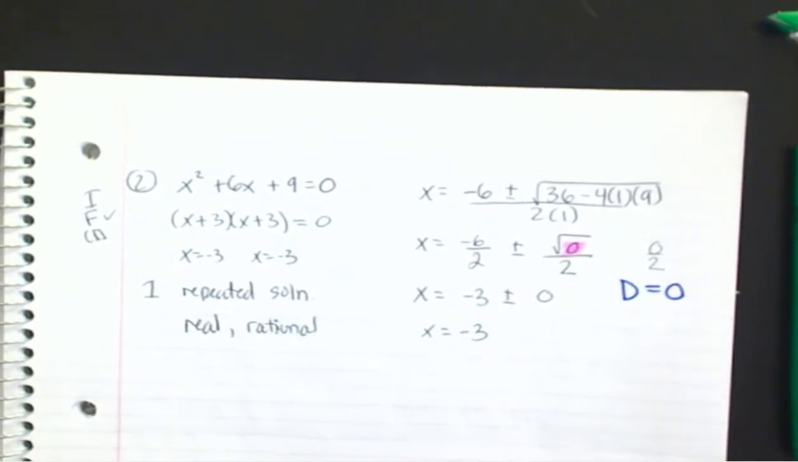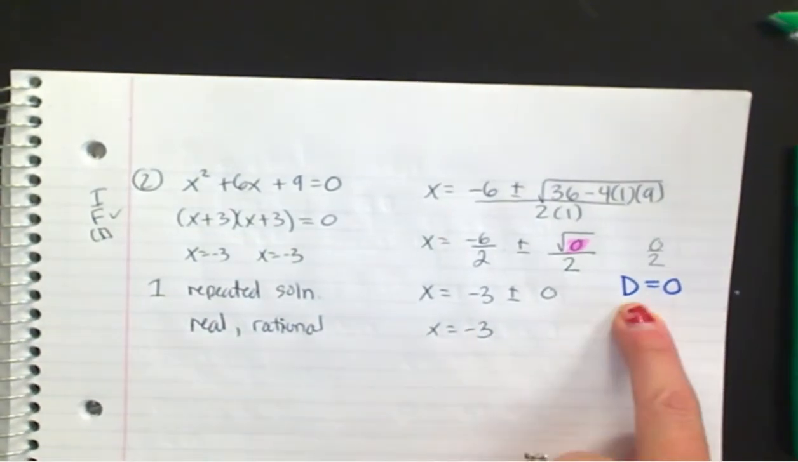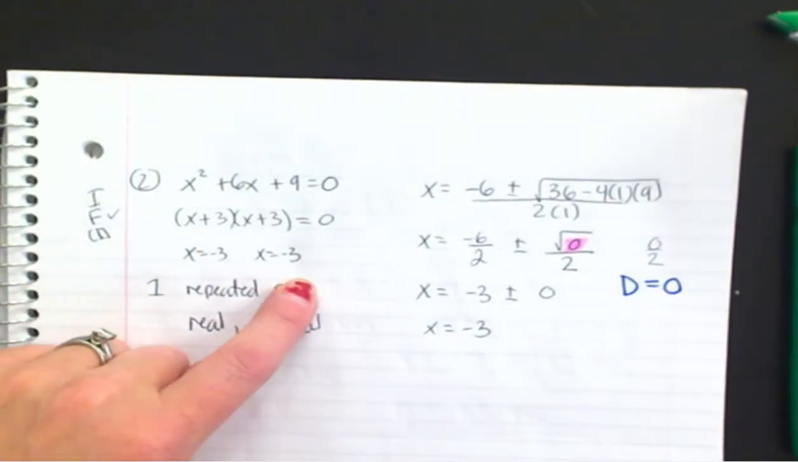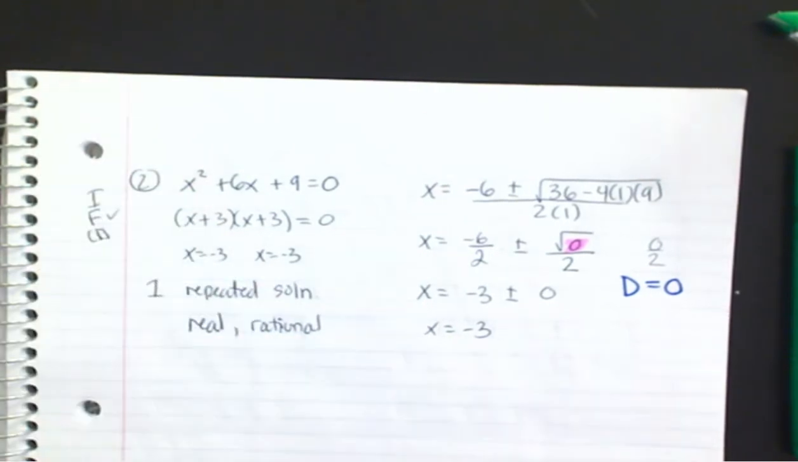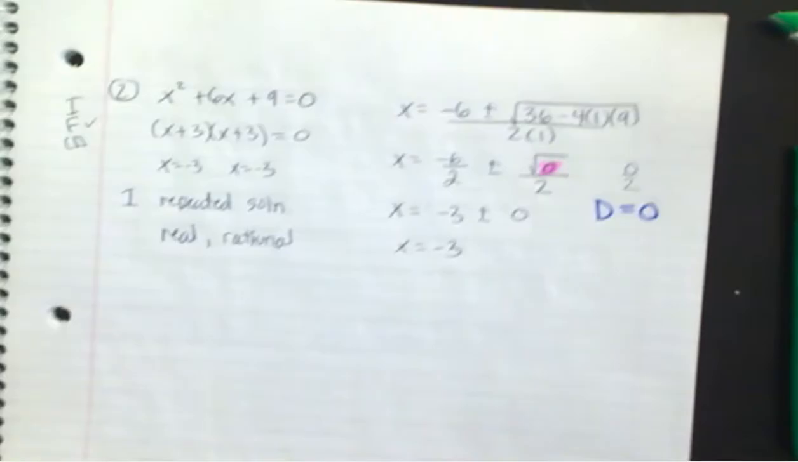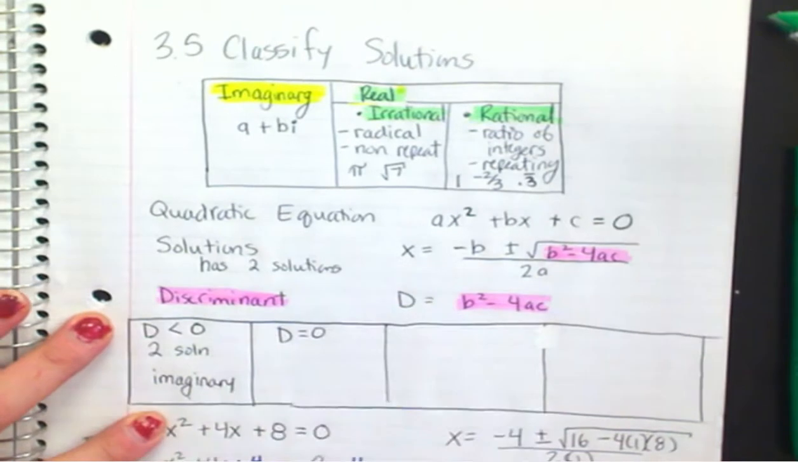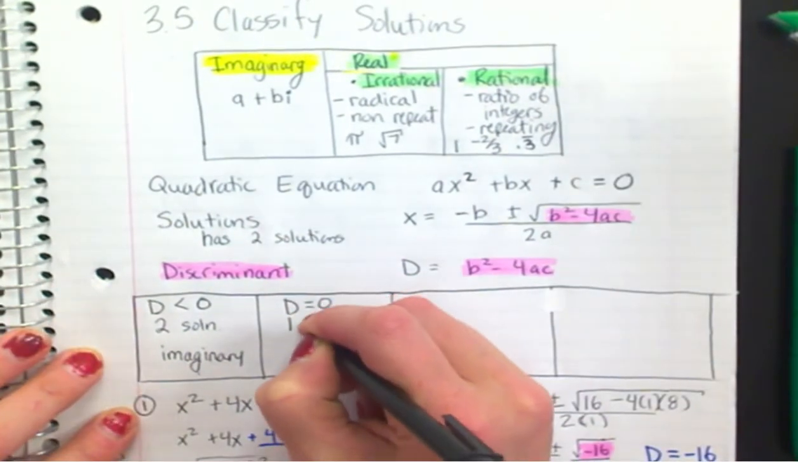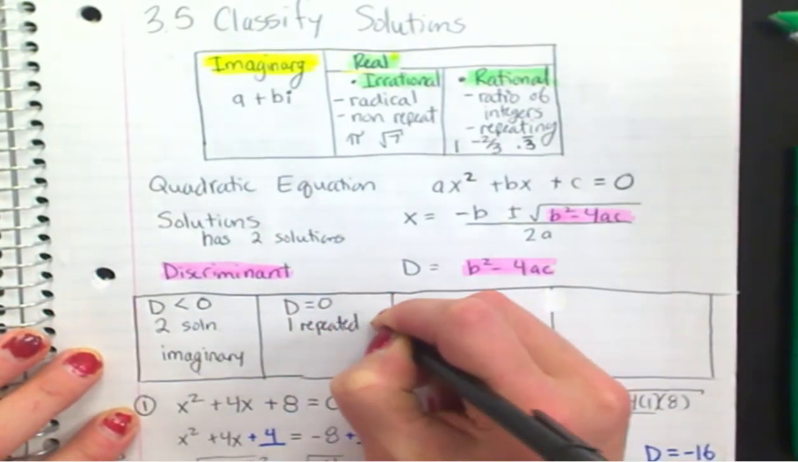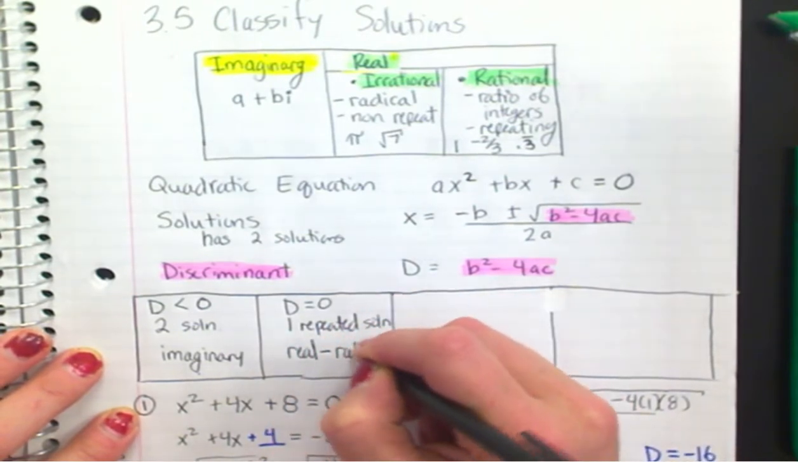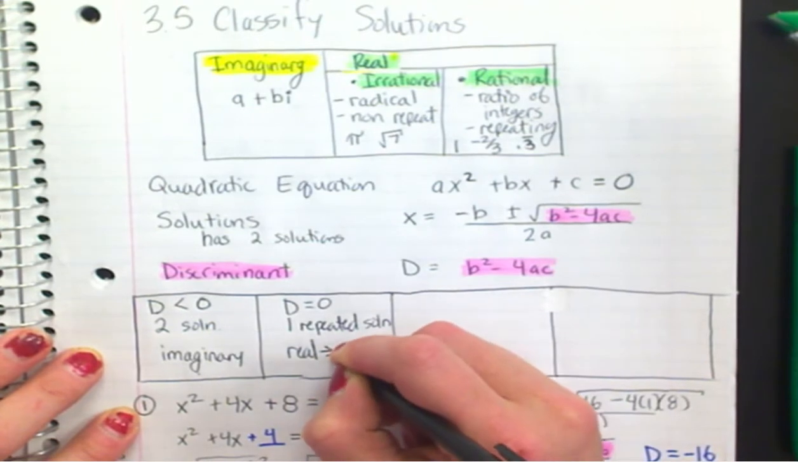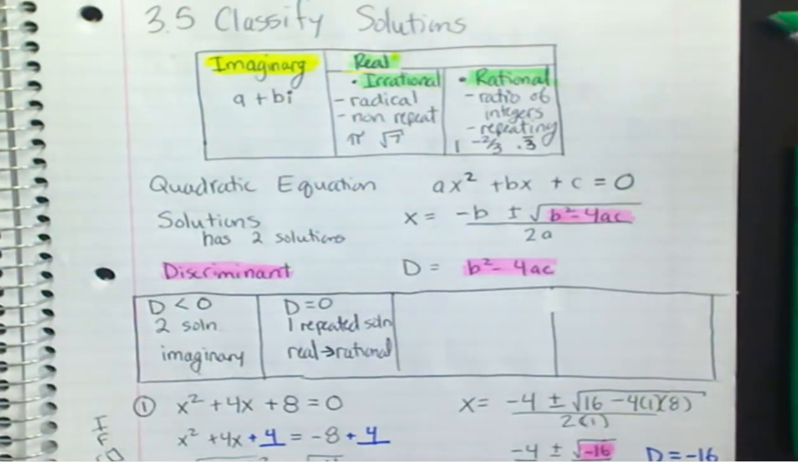All right, so that's our second box on our chart. Discriminant of 0 is one repeated solution that is real and rational. And then this is what the work looks like that goes with it. Okay, let's fill out the second box. Discriminant 0. 1. You can say repeated or double, and it's real, rational. It's an arrow because rational is underneath of the real category.